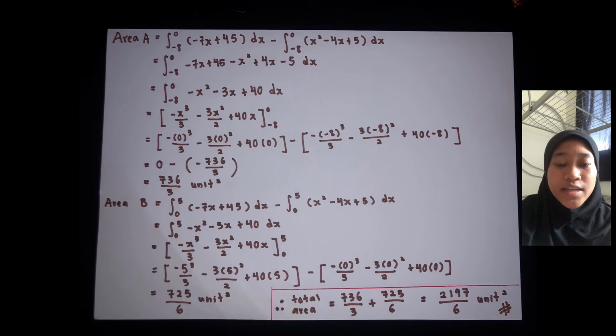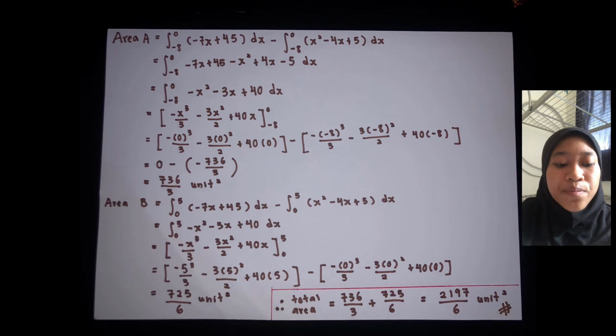So, to find the area of the shaded region, the negative part and the positive part cannot be done together. So we must divide it into two areas, that is area A and area B. For area A, integral of negative 8 to 0 of the upper line minus integral of negative 8 to 0 of the curve. So it will be integral of negative 8 to 0, negative 7x plus 45 dx minus integral of negative 8 to 0, x squared minus 4x plus 5 dx.